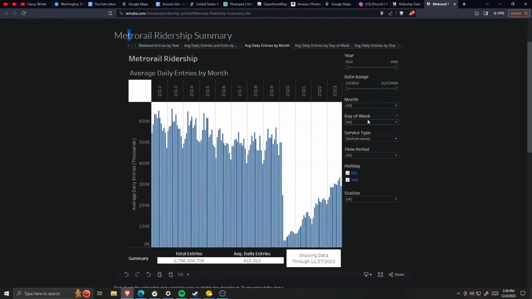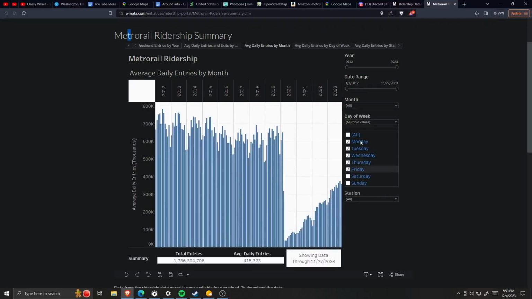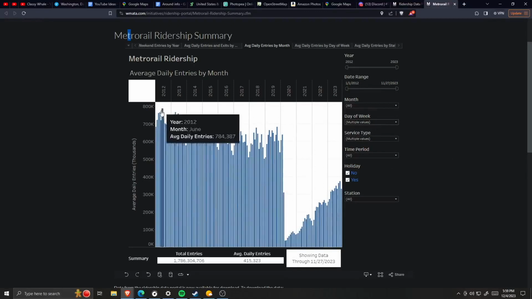So if we go over here and do days of week, and we deselect everything, we can manually select the days of the week, the work days. We can actually see that for the work days, the highest was June of 2012 at 784,000 entries per weekday. That is a ton of people.